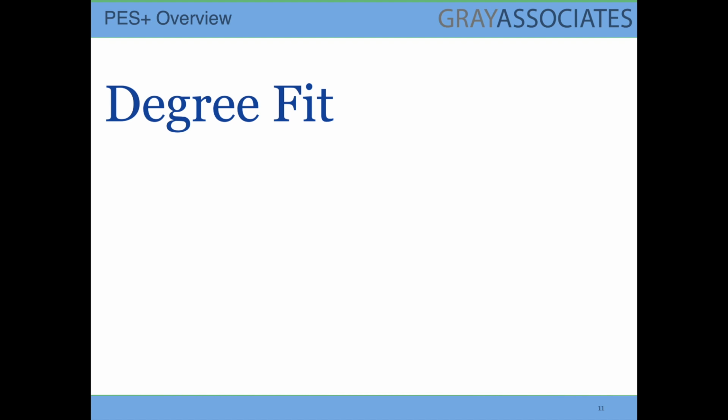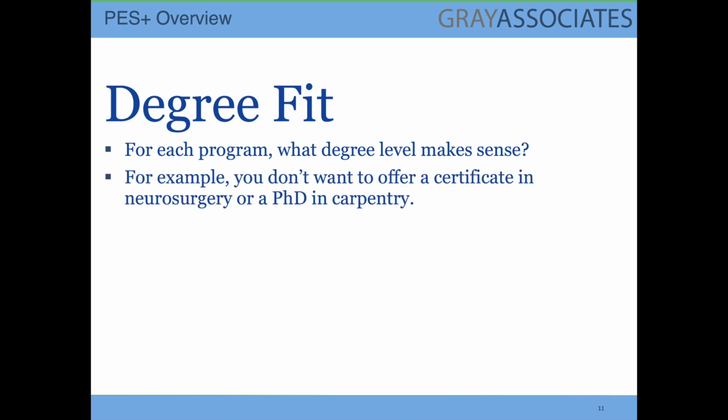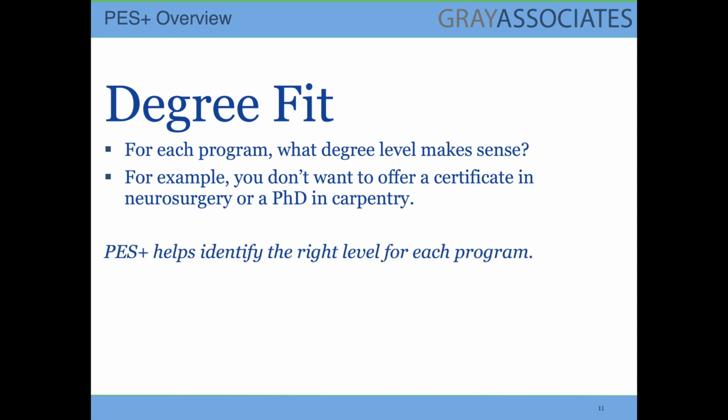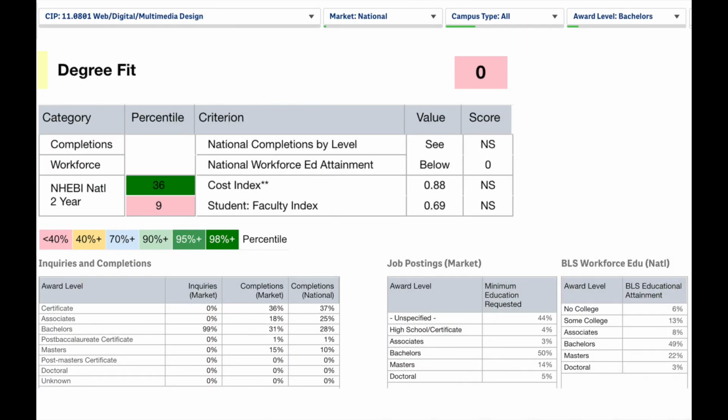All right, so the last category that you have to have in order to understand the market for your program is degree fit, and PES Plus can help with that. So for each program, what degree level makes sense? For example, you wouldn't want to offer a certificate in neurosurgery or a PhD in carpentry. So with PES Plus, you can identify the right level for each program. Elizabeth, will you show us what degree fit looks like inside PES Plus?